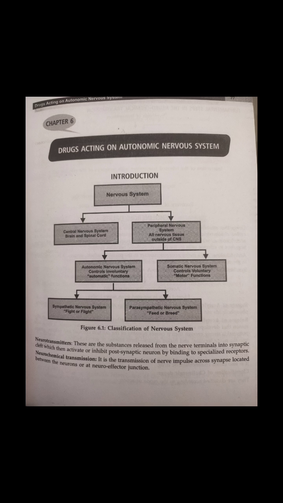If we talk about the acetylcholine receptors, first are nicotinic and muscarinic. Nicotinic receptors are of neuronal type and muscle type, and muscarinic receptors are of M1 neural, M2 cardiac, and M3 glandular.